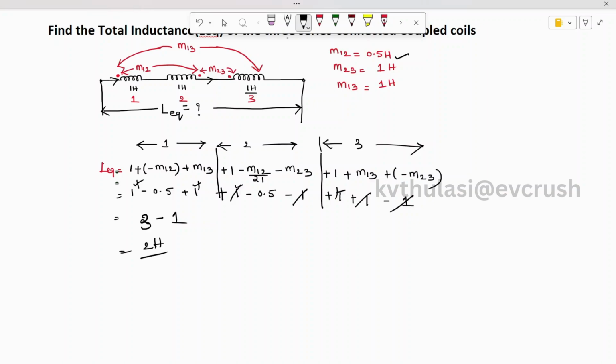So this is how to find the inductance of three series coupled coils. That's how to find the inductance.